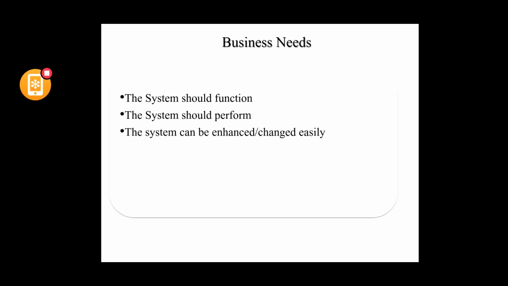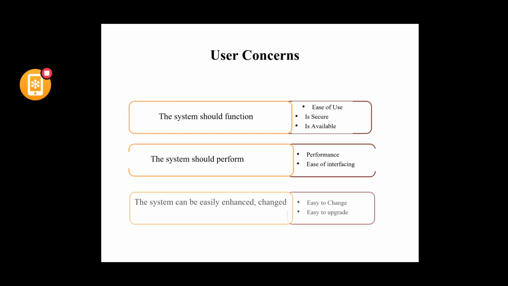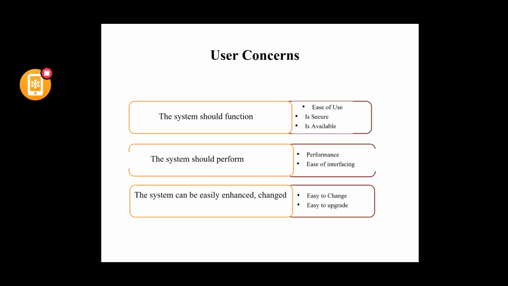business side are the people who are going to give us the requirement. They say that the system should function, the system should perform well, the system can be enhanced or changed easily. These are the requirements from the business perspective. So when you translate that into the user concerns, the user is the end user of the system, right? So they have their own concerns, right? The business has their own concern, and the user who is using the system.